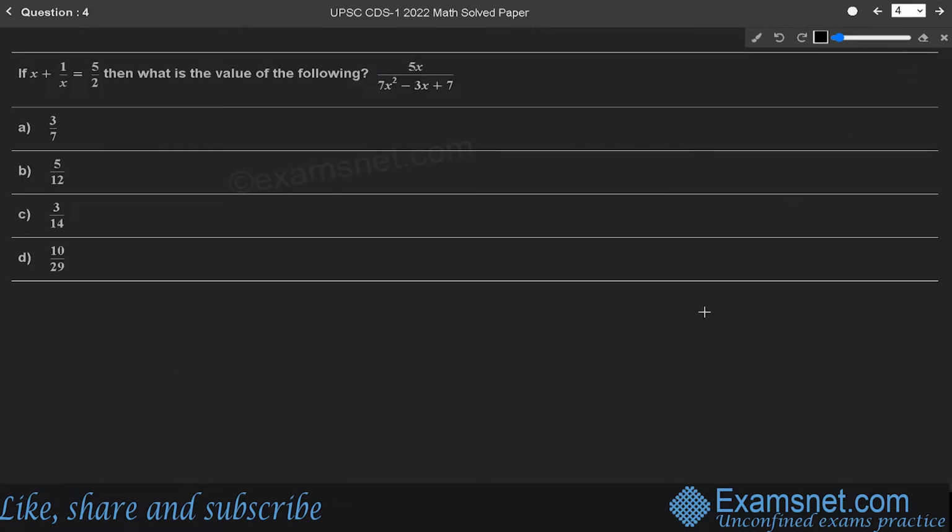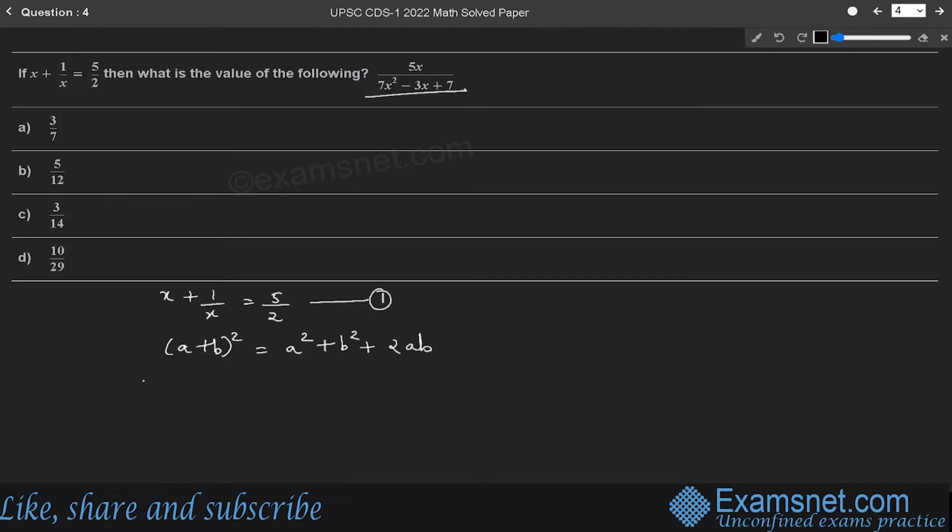Next question is, if x plus 1 by x equals 5 by 2, then what is the value of the following? We have to find the value of 5x upon 7x squared minus 3x plus 7. Let this be equation number 1. We have to use a basic formula here, the formula for (a plus b) whole squared. Can you tell me what is the formula for (a plus b) whole squared? (a plus b) whole squared is equal to a squared plus b squared plus 2ab.